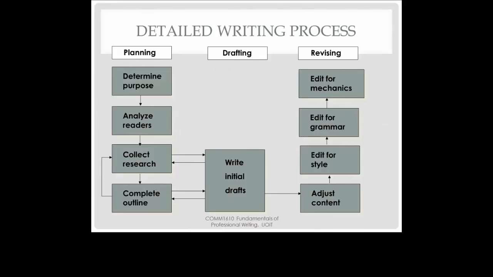The point at which you first create an outline will depend on how much you already know about your topic. If the topic is something that you know well, you can create an outline after doing a very small amount of research. Now note the directions of the arrows down at the bottom of this chart, where you're going back and forth between collecting the research and writing your initial drafts. It is a back and forth process, okay? So that's why the arrows show that.